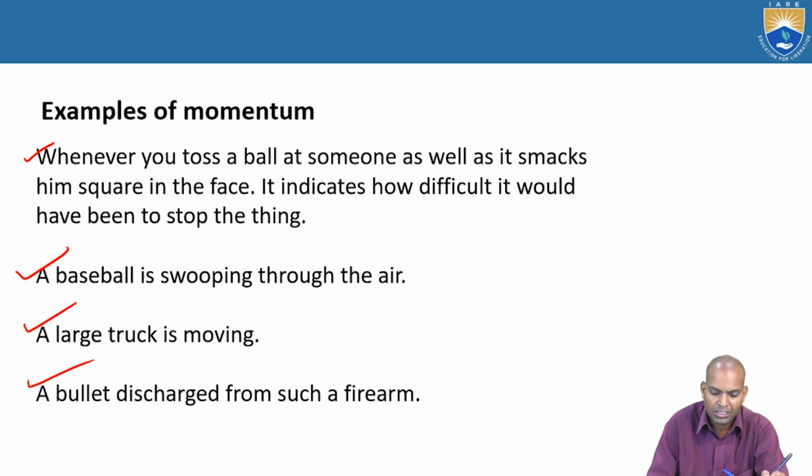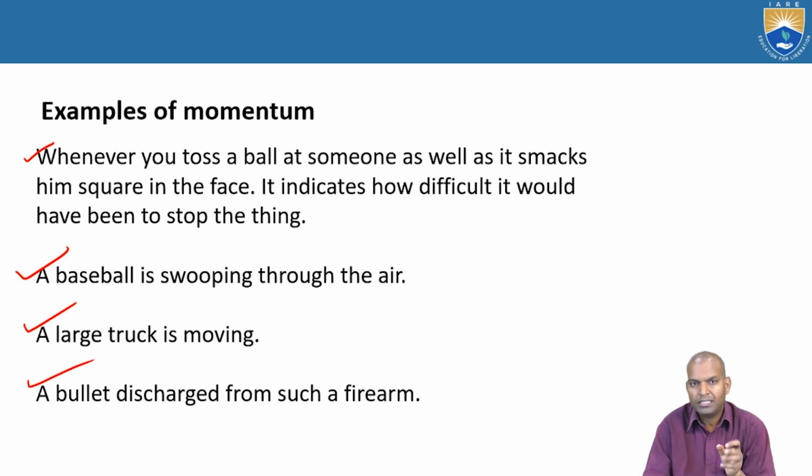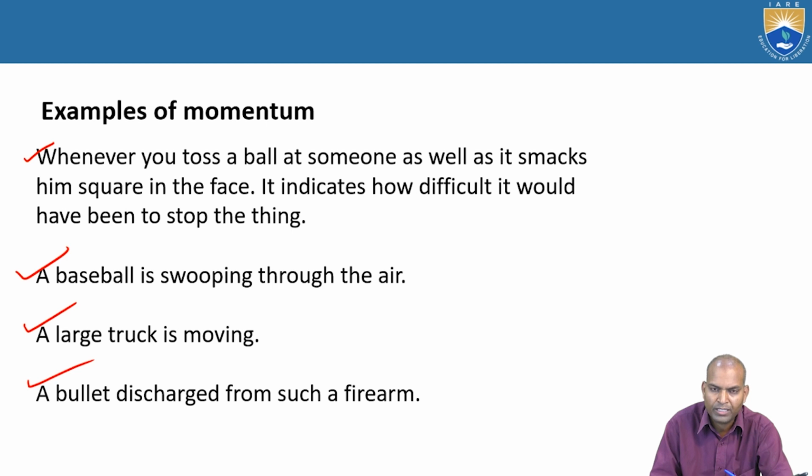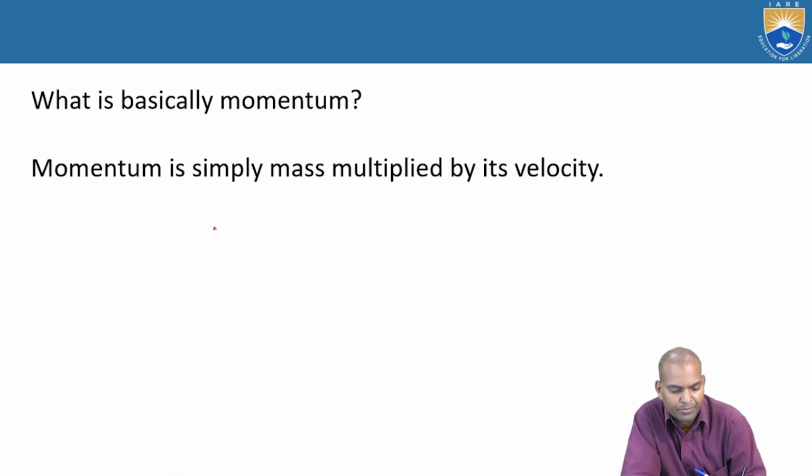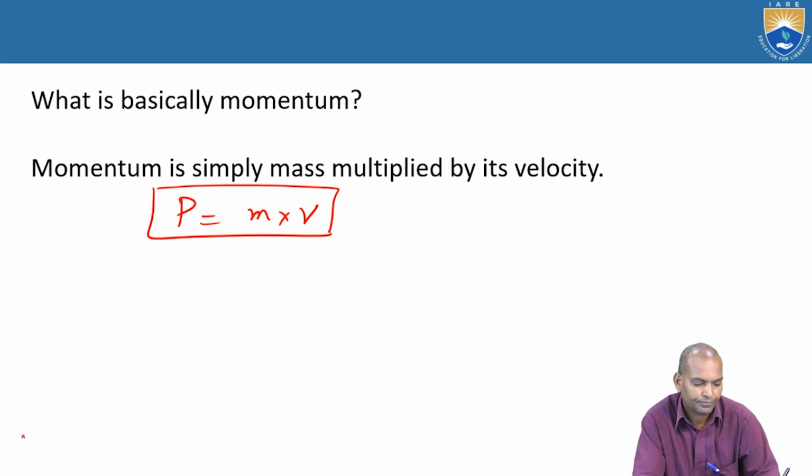Not only these examples, when the ball is hit by the cricket bat, the ball is moving with certain velocity and certain mass, so that ball is having a momentum. Now coming to what is basically momentum in a simple manner mathematically: momentum P equals mass multiplied by velocity. That's just simple.